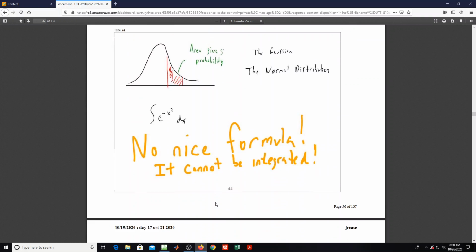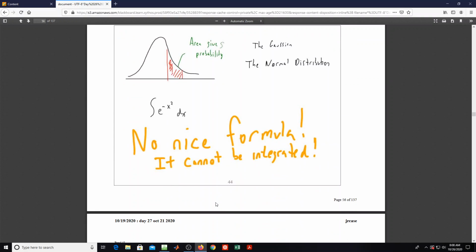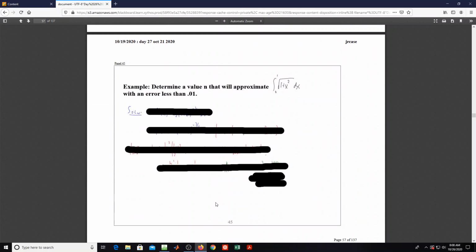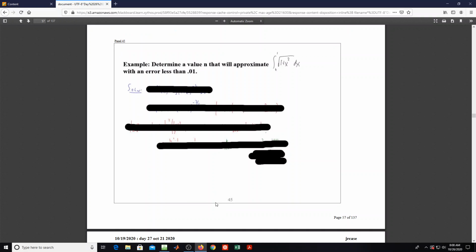That's just amazing. But our very important Gaussian, the normal distribution, there's no nice antiderivative for this. It cannot be integrated. There's no closed form for this. So what do we do? That's where some other things come in. But before we do that, let's try to have you do this problem.